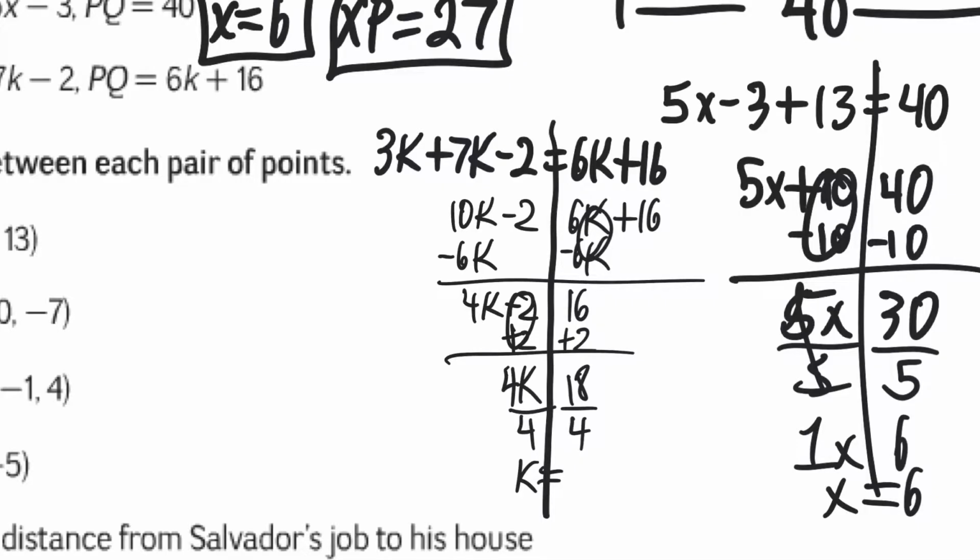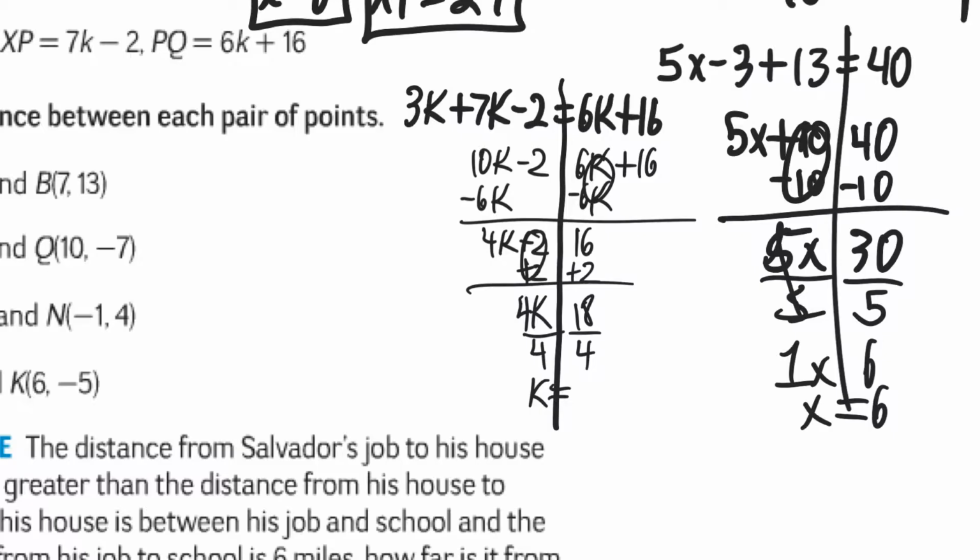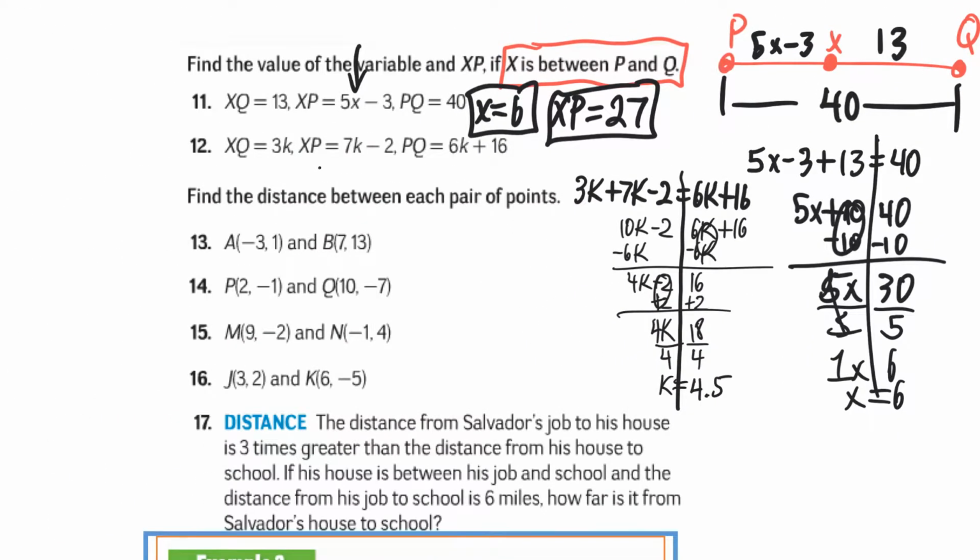And on this one, you get a decimal. What do you get? You get 4.5. 18 divided by 4 is 4.5. So x equals 4.5. And then XP is how long if you plug in 4.5? It is 29.5.